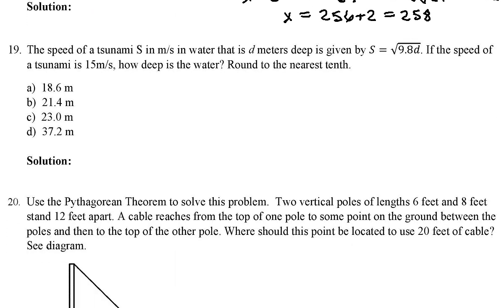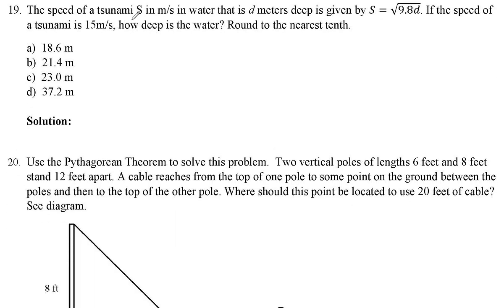Number 19, the speed of a tsunami, S, in meters per second, in water that is d meters deep is given by S equals the square root of 9.8d. And if we know the speed of the tsunami is 15, how deep is the water? Okay, so they're giving us S and we need to find d. So S is equal to 15, and the question is, what's d? So we'll plug in 15 here. So we get 15 is equal to the square root of 9.8d.